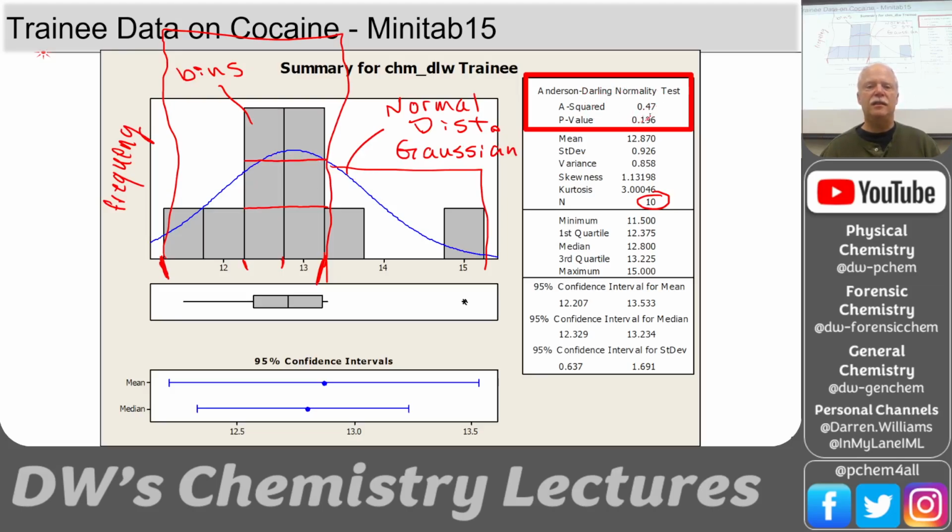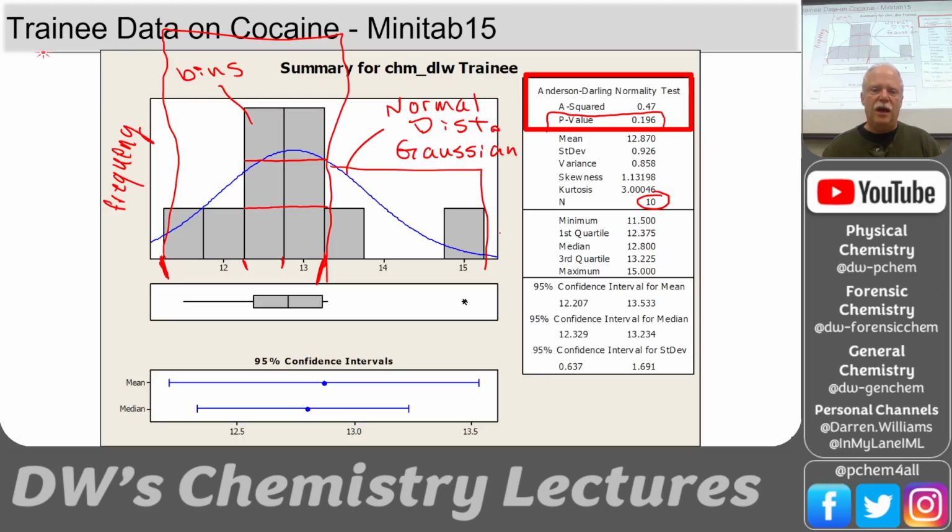The Anderson-Darling normality test is giving us the p-value here for our data, saying what's the probability that it's normally distributed. 19.6%. We only have 10 data points, so it's saying it's possible that this is normally distributed. It's just a test to see if your data is skewed or has kurtosis. If it's normally distributed, it's more symmetric.